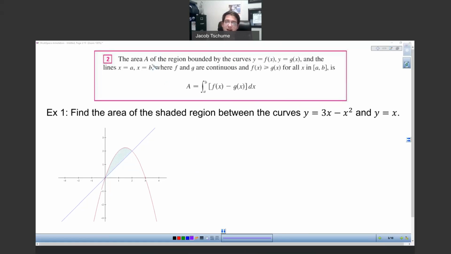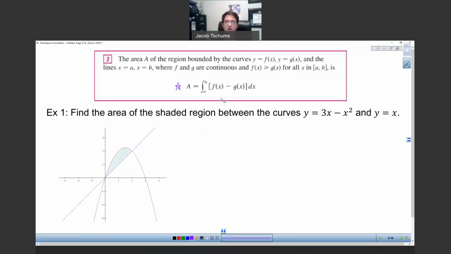It says the area A of a region bounded by the curves y equals f of x and y equals g of x, and then two lines x equals a and x equals b, as long as the two functions are continuous, and as long as one of your functions is always bigger than or equal to the other function for every value in the interval, then the following has to be true. The integral from a to b of f of x minus g of x will give you the area between the two curves. So while that is a very general formula, let's get a little bit more specific.